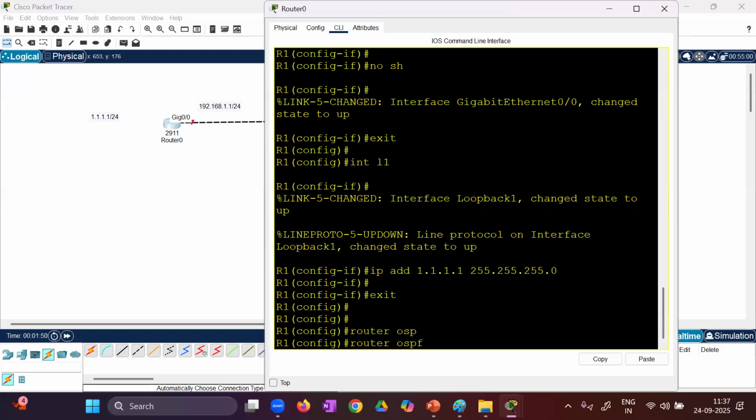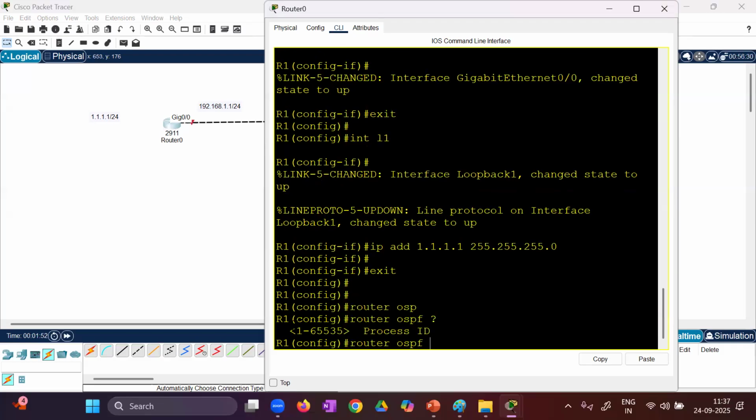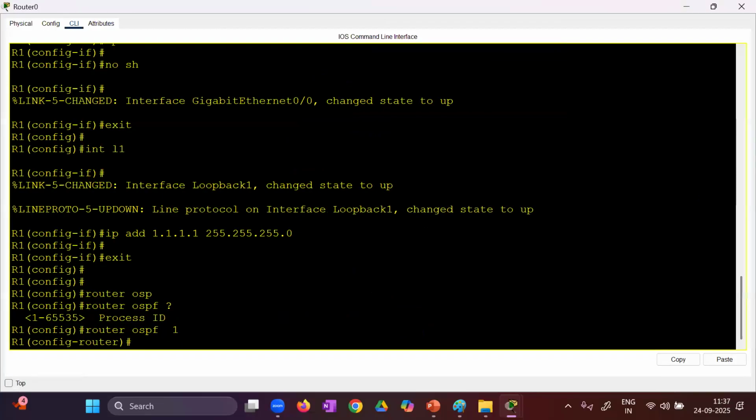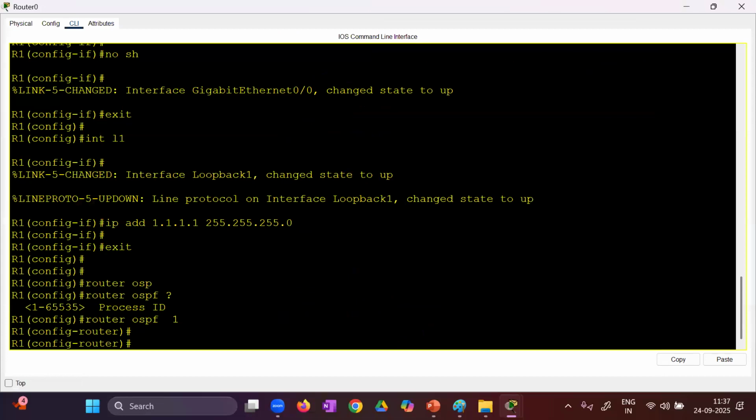Now router OSPF. Now give a question mark. What does it say? To write a process ID. So I will write a process ID, let's say 1. Okay. I will not define any router ID. Let's see what will happen. I will not define the router ID. Fine. And I will define one network here.